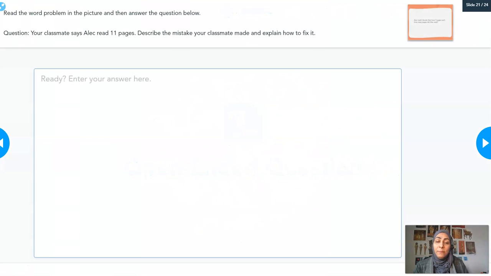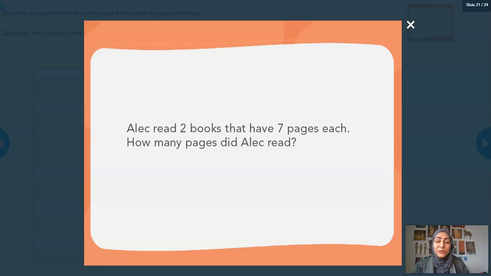Okay, now be honest. No, I'm sorry, before you be honest, read the word problem in the picture, then answer the question below. So you're going to read the word problem. Alec read 2 books that have 7 pages each. How many pages did Alec read? 2 books that have 5 pages each. How many pages did Alec read?